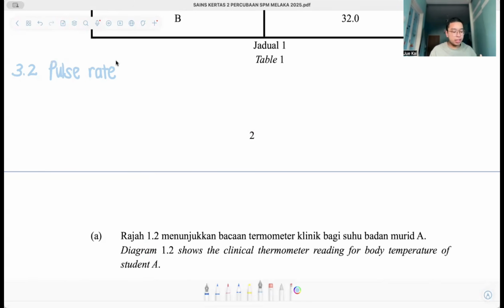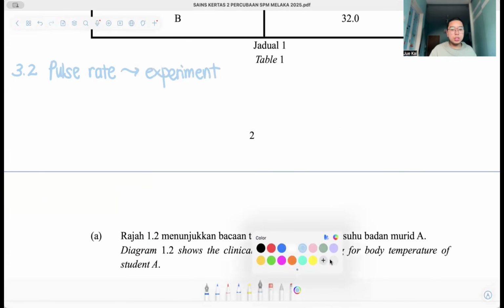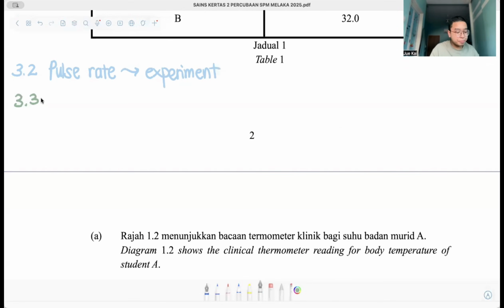So pulse rate, I have nothing to tell because pulse rate is all about experiment. So if you want to know more, you just go to my YouTube channel and watch. You go explore by your own. Okay, so let's proceed to 3.3, which is blood pressure actually.